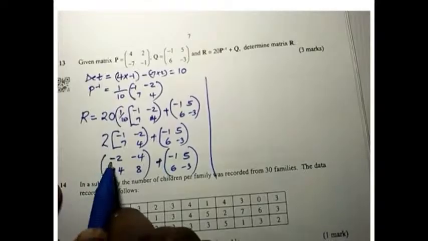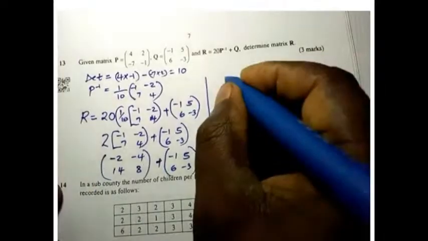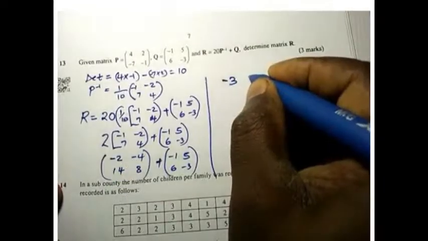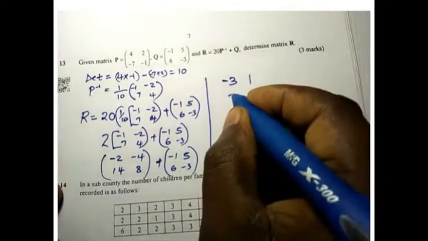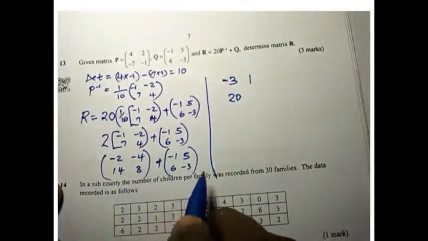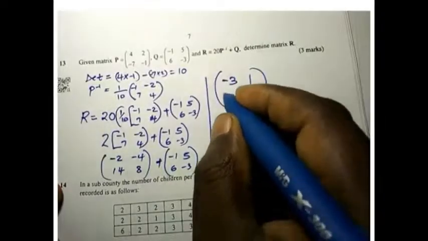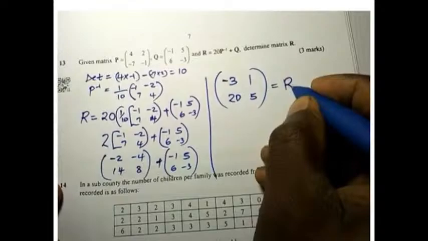So this plus that is going to be negative 3. This is going to be 1. This plus this is going to be 20. This plus is going to be 5. So R is equal to this.